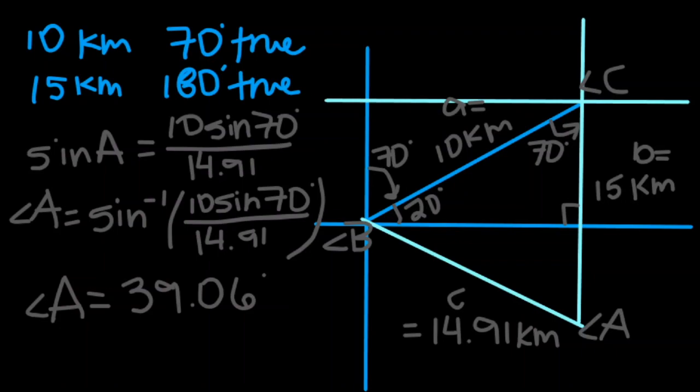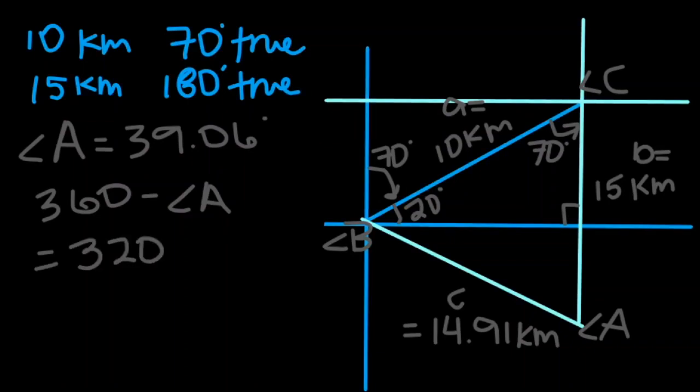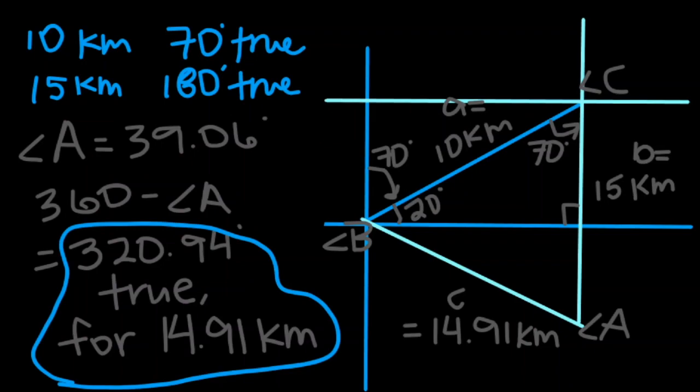Now, we are not quite done, but almost. Now that we have the value of angle A, we have to subtract this from 360 degrees in order to get the bearing in terms of cardinal direction. So if we do this, we get 320.94 degrees true for 14.91 kilometers. And this would be your answer for what the resultant vector of this problem will be.